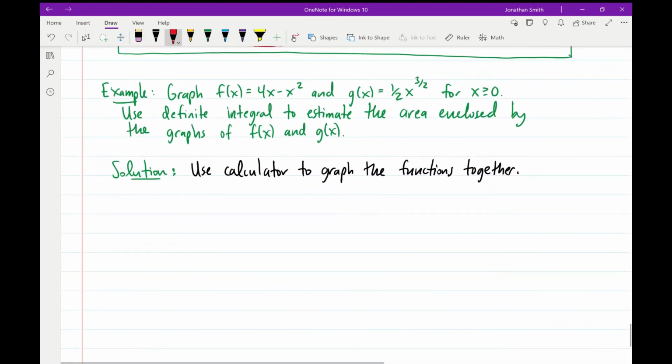Okay, so for the last example for the video, let's say we have the function f of x equals 4x minus x squared, and we have the function g of x equals 1/2 x to the 3/2 for x greater than or equal to 0. The first thing I want to do is graph these functions and then use a definite integral to estimate the area that's enclosed by the graphs of f of x and g of x. So we'll start out by using a calculator to graph the functions together.